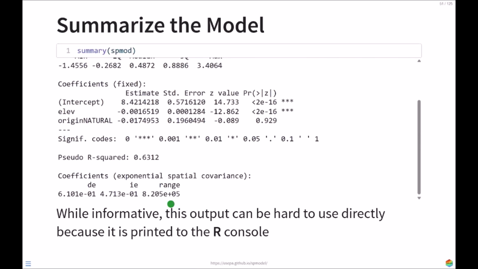So this is a lot of useful, informative information, but it's a little bit hard to use directly. It's printed right out to the R console. It's hard to copy and paste, and it's just generally not super easy to take this information and put it somewhere else, be that R, be that a table in a CSV, something like that.